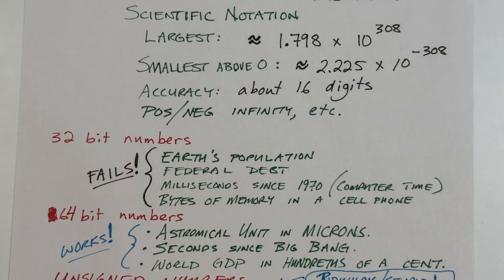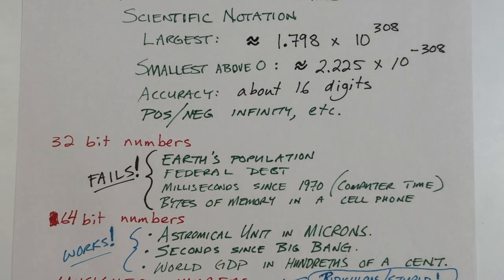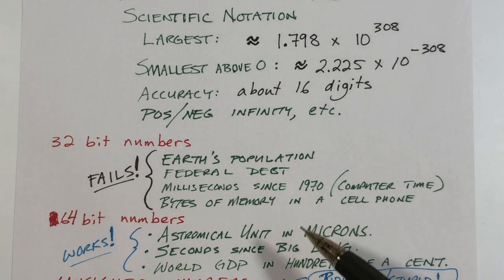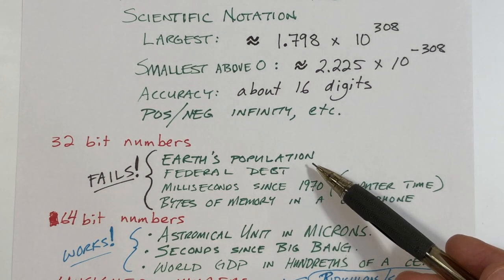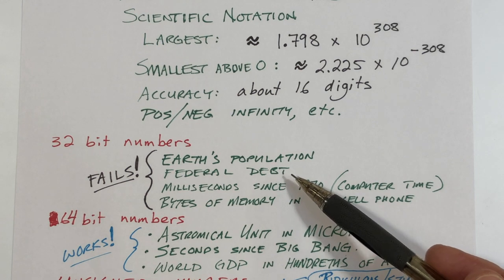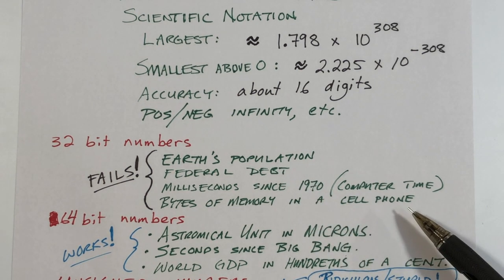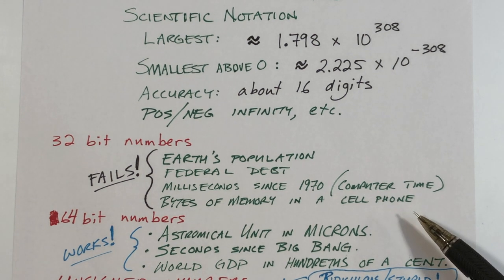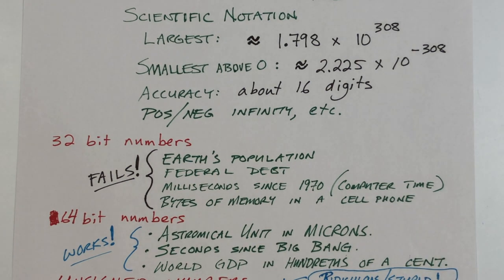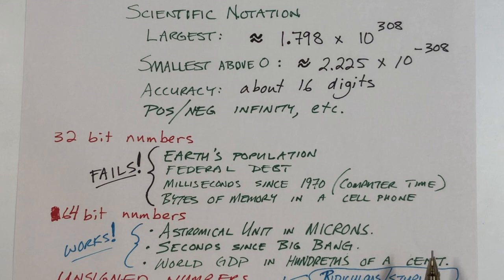Let me comment on the difference between 32-bit numbers and 64-bit numbers. 32-bit numbers are just not large enough for some very practical applications. You cannot represent the Earth's population. You cannot represent the federal debt, or the milliseconds since 1970, or even the number of bytes in the memory of a cell phone. So 32-bit numbers really fall short, and Blitz considers the 32-bit values to be completely legacy.